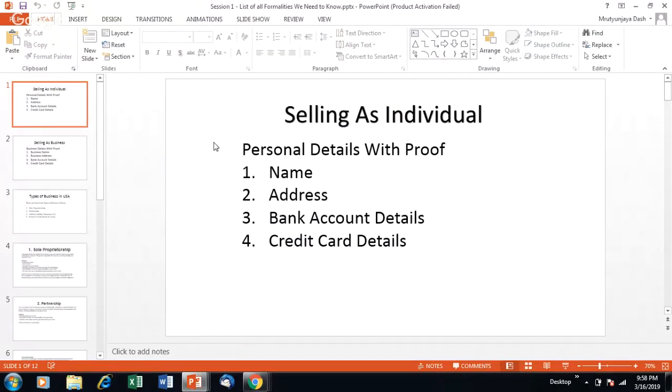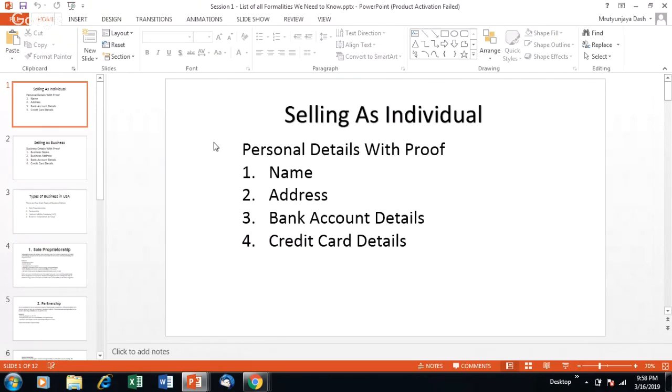If somebody has to start an Amazon business, in the last session I talked about what models somebody can start with, the three ways they can start. But now, as a business, how can they start? They can sell as an individual and they can sell as a business. There are two ways.